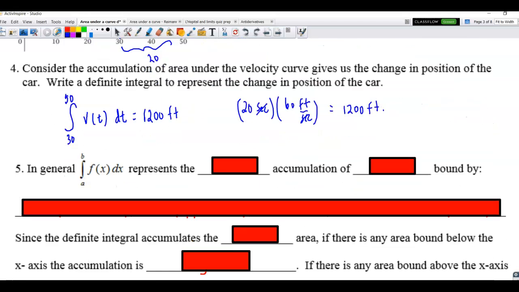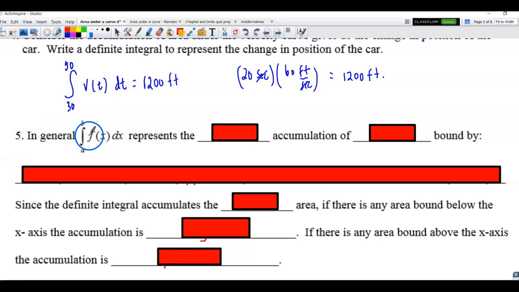So in general, the definite integral from a to b of f of x dx represents the net. That's an important word right there, the net. Notice we didn't say total. In this case, it was total. We'll talk about why it was total versus net. Well, I'll go ahead and tell you.